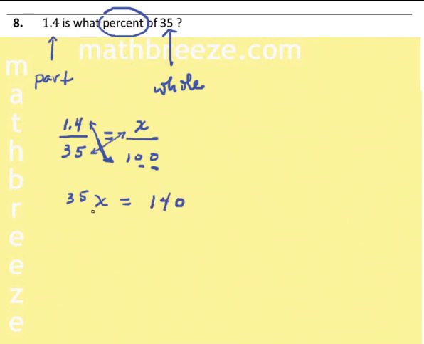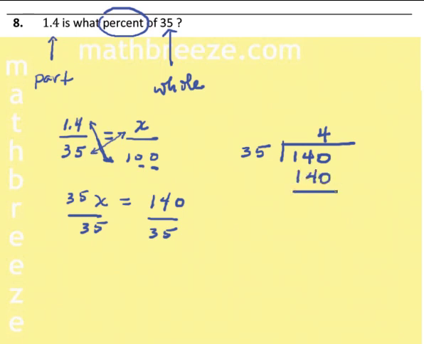Now divide by 35. So we have to divide 35 into 140. And this goes exactly 4 times. So that's our percent. Our percent is 4%. So 1.4 is 4% of 35.